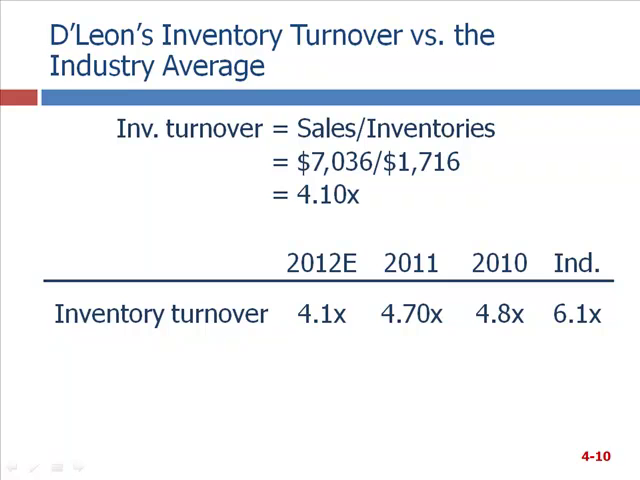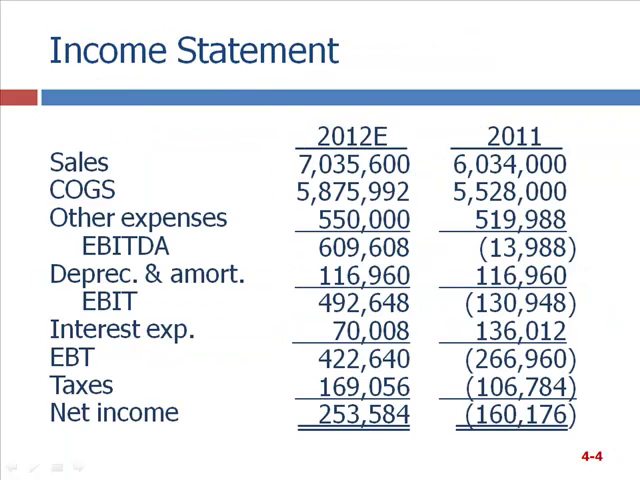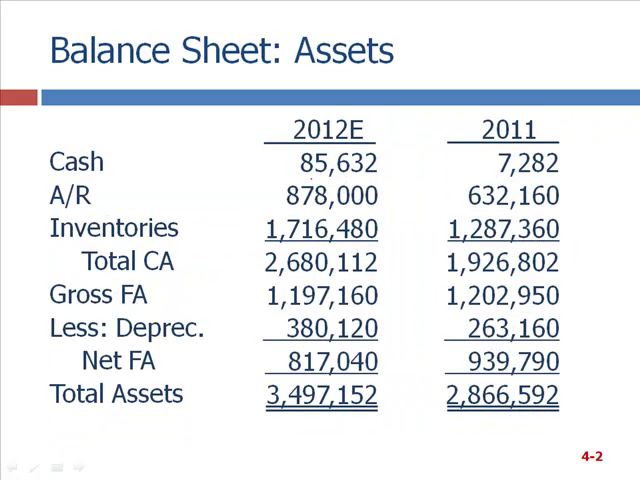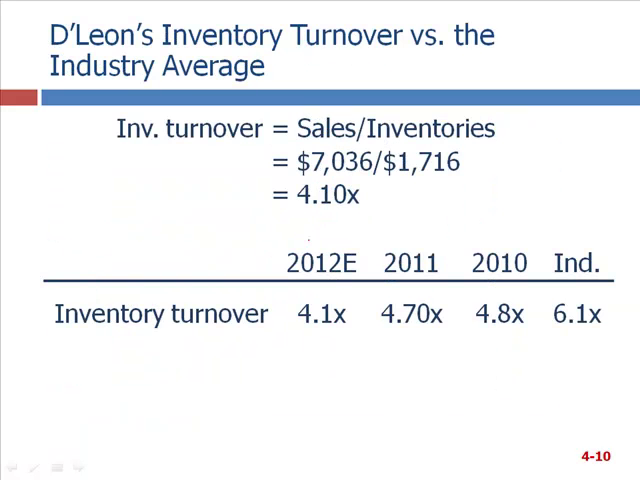Sales come from the income statement, of course. It's the top line, as you can see here. So this is where we're getting that number. This is where the 7036 in thousands is coming from. And then we look at inventories, which comes from the asset portion of the balance sheet right here. That's going to be, I guess, 1716. So here we go. 7036 divided by 1716 gives us 4.1 times.